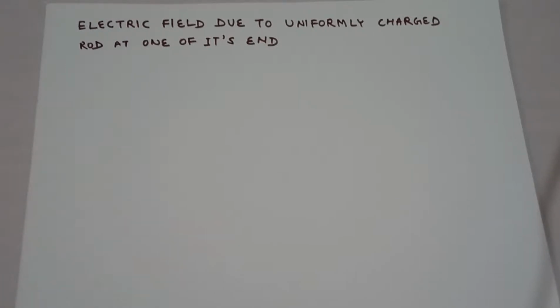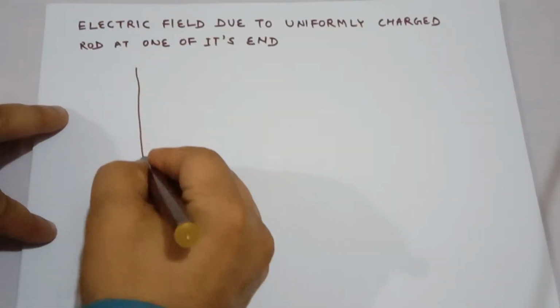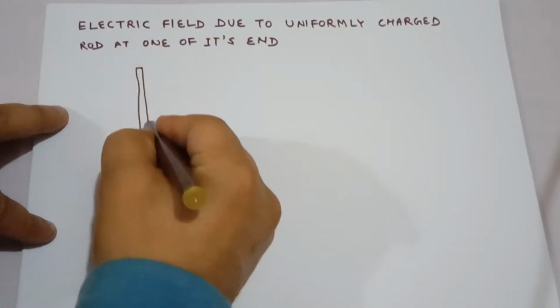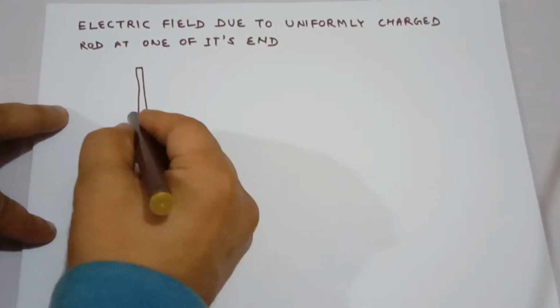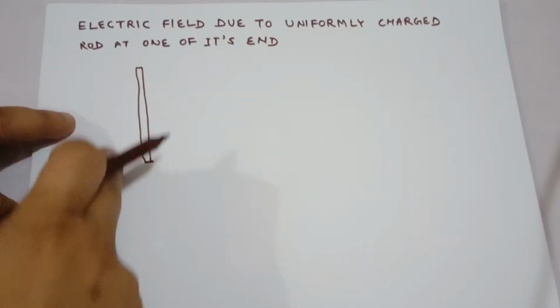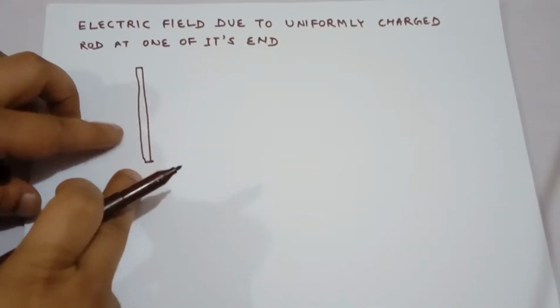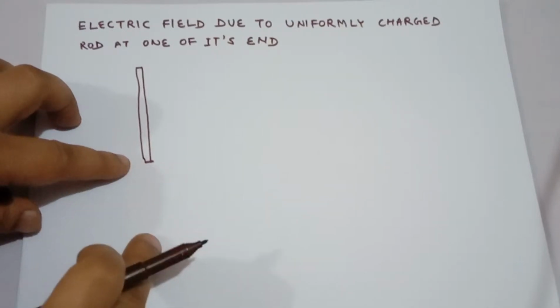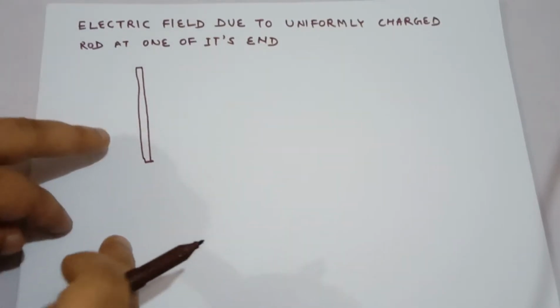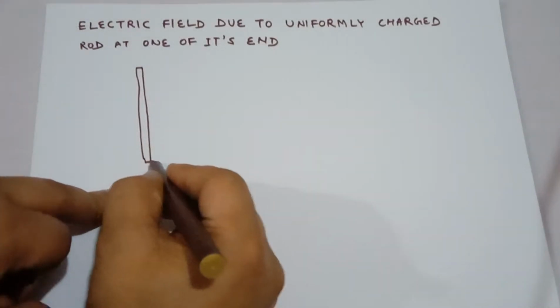So basically, in the previous lectures, we calculated the electric field at the line perpendicular to the plane, passing through the middle of the rod, and then we calculated the electric field at the axial line. Now we will try to calculate the electric field at one of the edges, or at the end of the rod.